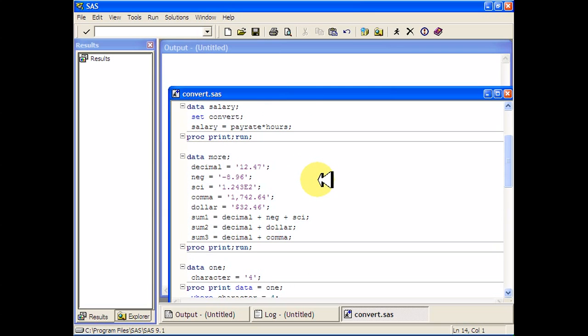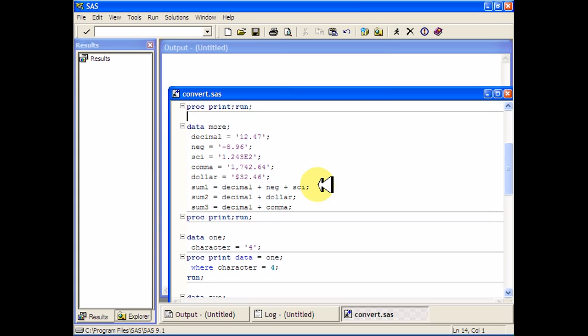If you try to do some sort of sum or any kind of arithmetic operation, or use some sort of function that requires numeric arguments, it will automatically convert things from characters to numbers. So here are a few examples of things that it will convert: the decimal, the negative sign, and scientific notation that has an E in it, that's okay too. Commas it will not deal with, dollar signs it will not deal with.